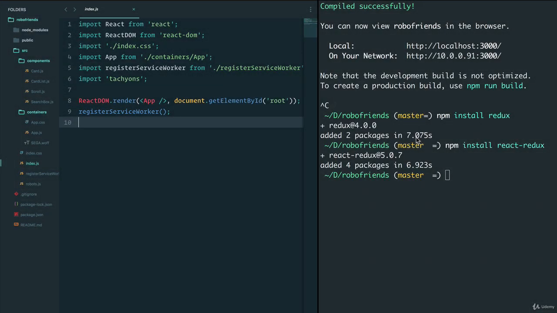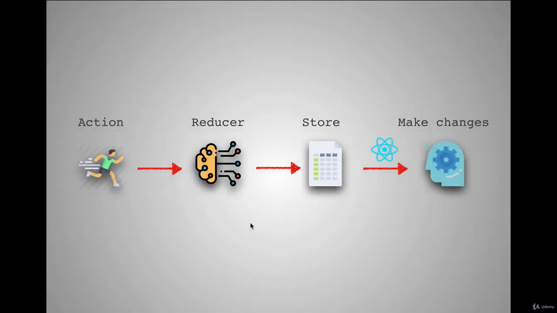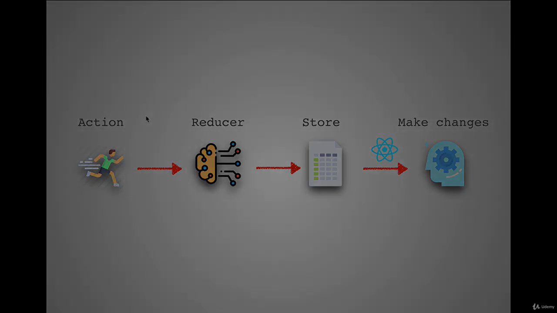And welcome back. Now that we have Redux and React Redux installed, let's start writing some code and implementing Redux. The first thing we want to do is create something called an action and also a reducer. If you remember this diagram, we mentioned that Redux has these two components, an action and a reducer. So we're going to build those two out and show you what I mean.